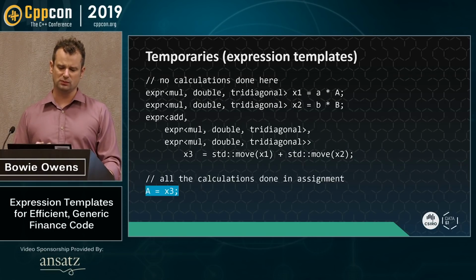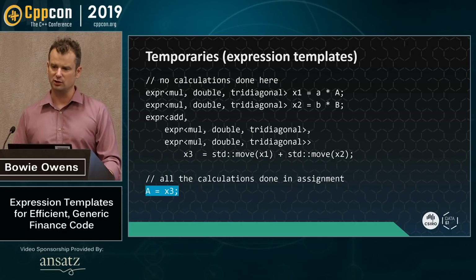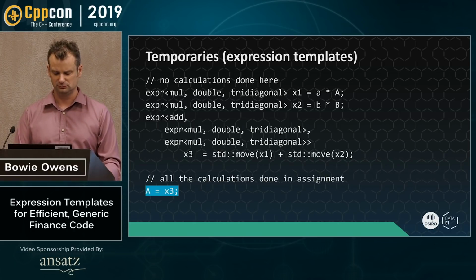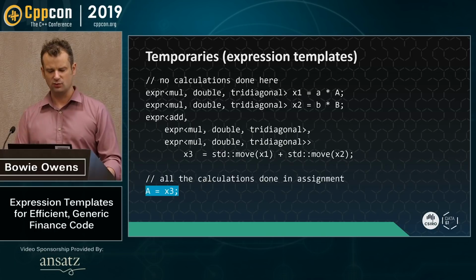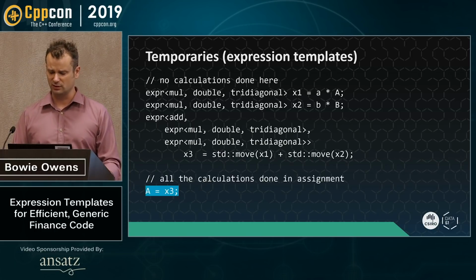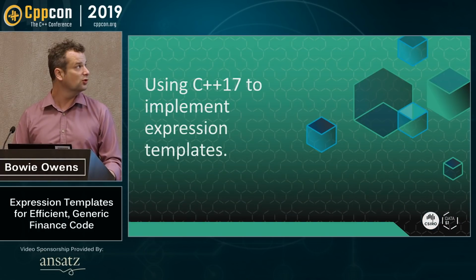We delay actually doing that work until we have the complete expression, including the destination. Then we can evaluate everything efficiently. So this is the essence of expression templates, batching up work until it can be done efficiently. Okay. So how do we implement these classes and functions in C++17? And what features make it easier than ever before? So that's what we'll move on to now.